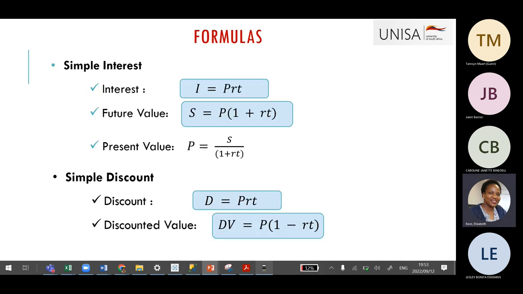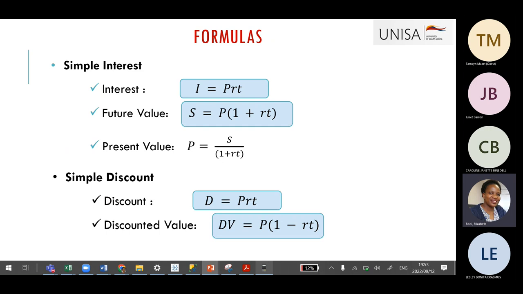In summary, in terms of simple interest, we've learned that interest is the amount you pay, and we can calculate it using the formula I = PRT. The future value of a simple interest is given by S = P(1 + rt). And if we want to find the present value, you can just change the subject of the formula and make P the subject by dividing the accumulation factor into S. That will give you your present value.